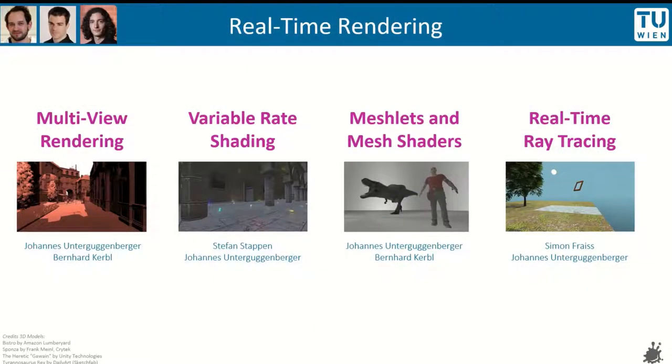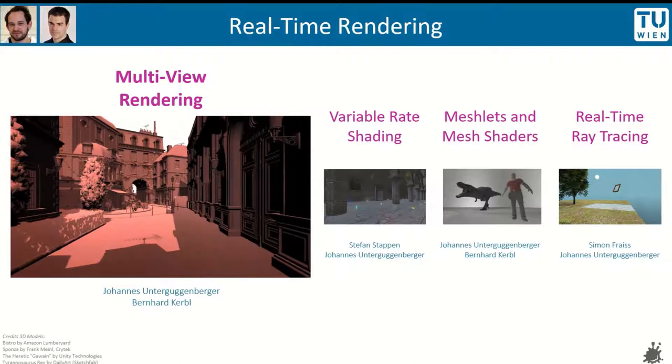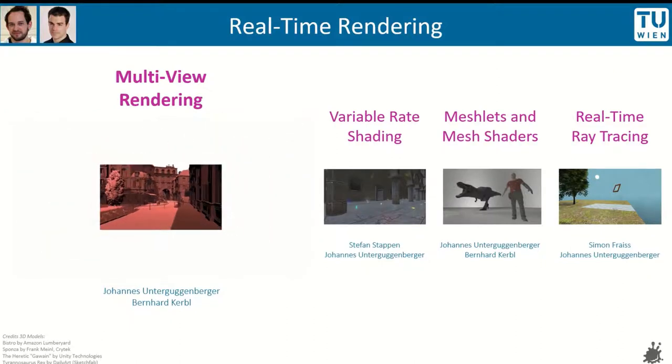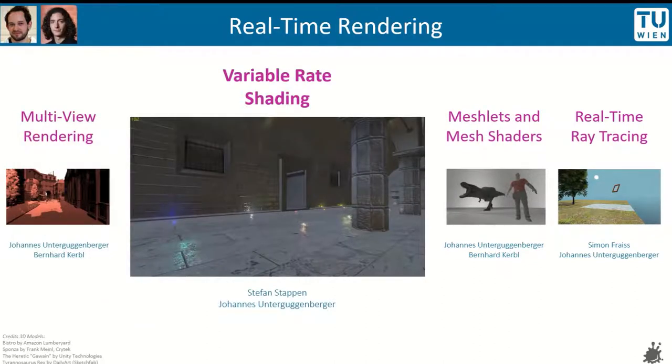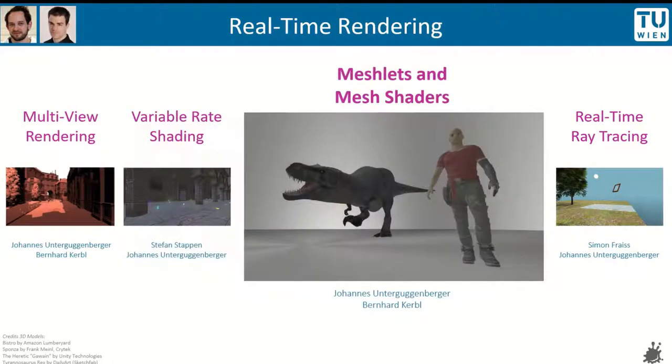Another core research area is real-time rendering, where we are investigating new possibilities and developing new techniques that are made possible through advancements in modern hardware, like multi-view rendering, where multiple views of a scene are rendered simultaneously as efficiently as possible, and variable rate shading, where the rendering resolution in terms of fragment shader invocations is adapted across the screen, devoting more processing power only to those regions where it matters.